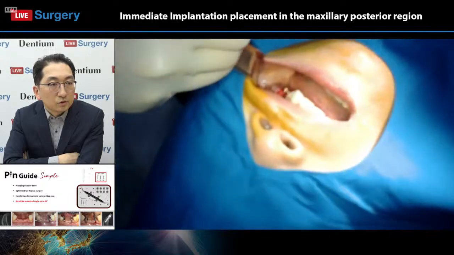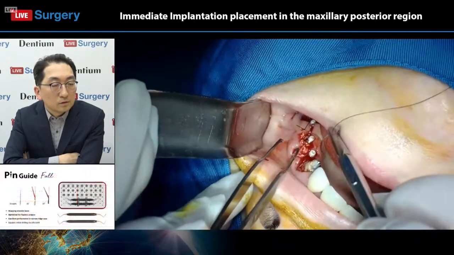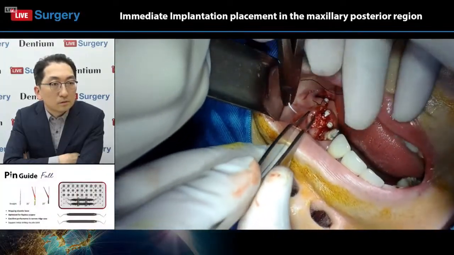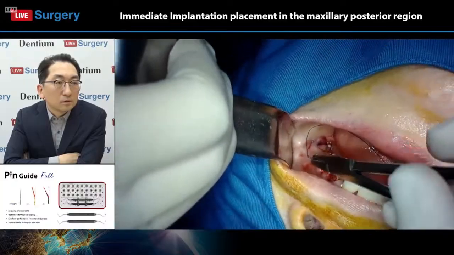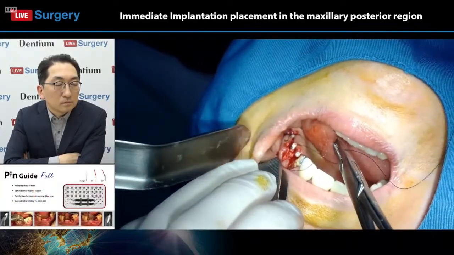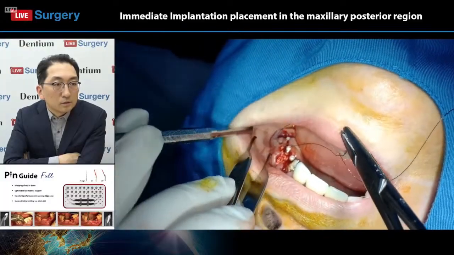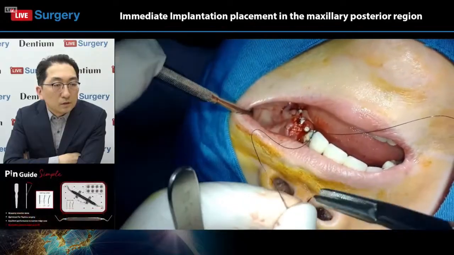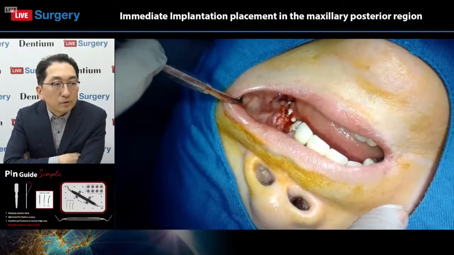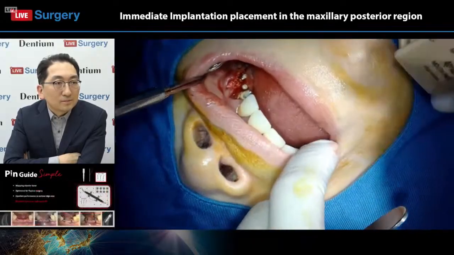Okay, after fixture installation and the bone grafting, I do the suture. In this case, because I didn't use the barrier membrane, the suture is a little easy.